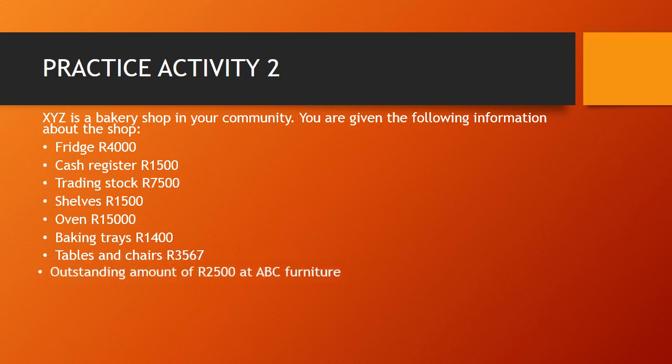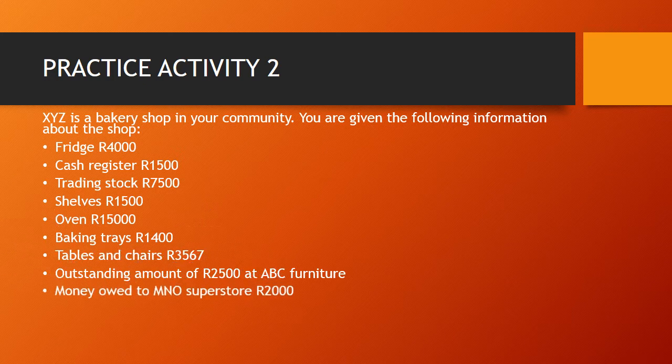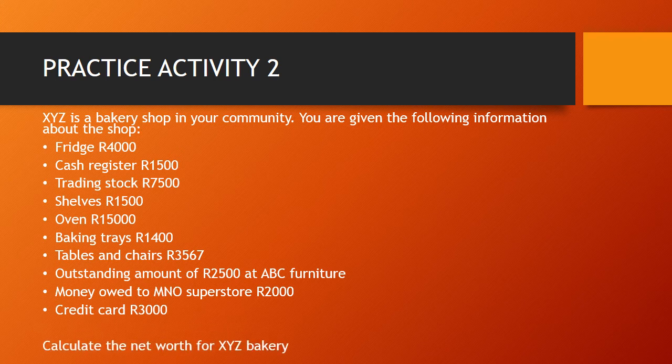3,567, outstanding amount of 2,500 at ABC Furniture, money owed to MNO Superstore to the value of 2,000 rand, and lastly, credit card of 3,000 rand. You read the information of XYZ Bakery, and now you need to calculate their net worth. Again, I'm going to give you some time to quickly calculate their net worth, and we'll discuss the answers.